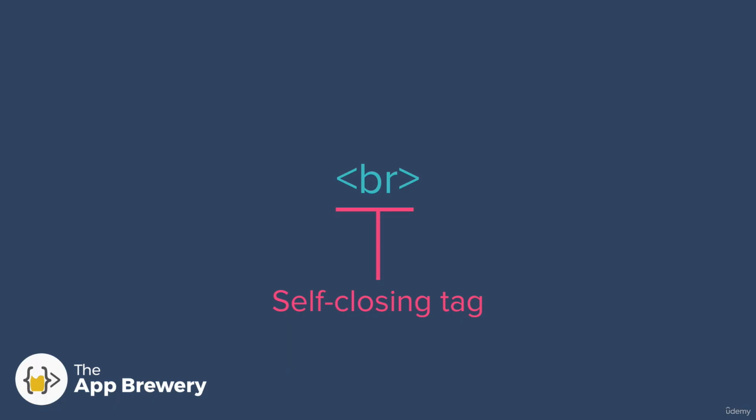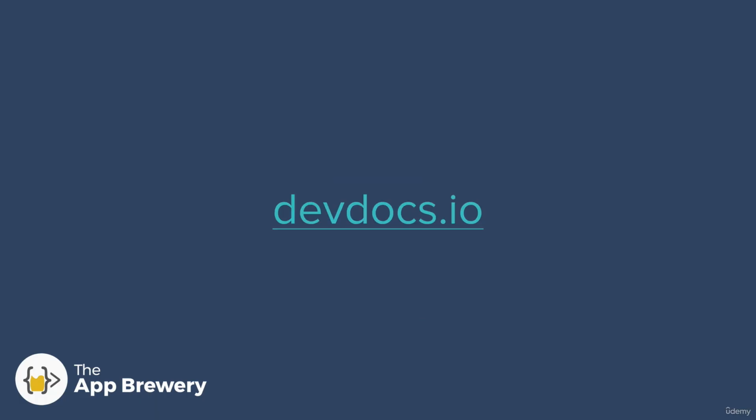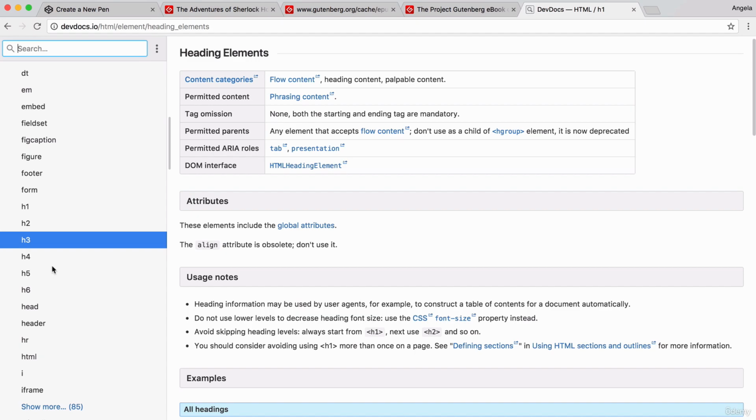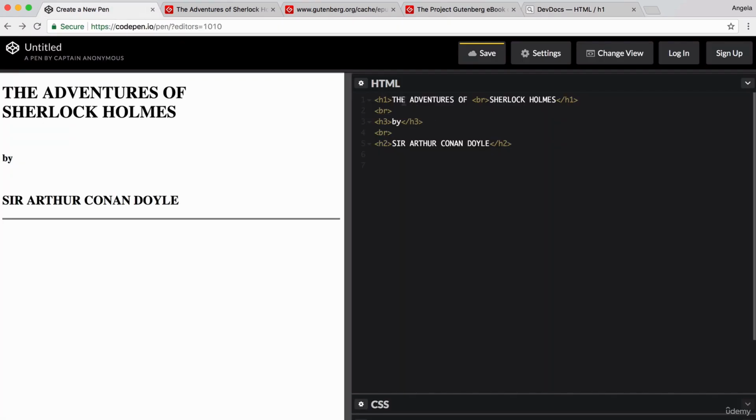Now, how do we find out if something requires a closing tag or is self-closing? Well, this is where we head to the documentation again. So if we have a look at the documentation for the heading elements, you can see that there's this part in the table that says tag omission, and it says that both the starting and ending tags are mandatory so that you can specify which portion of your text you want to apply this structure to.